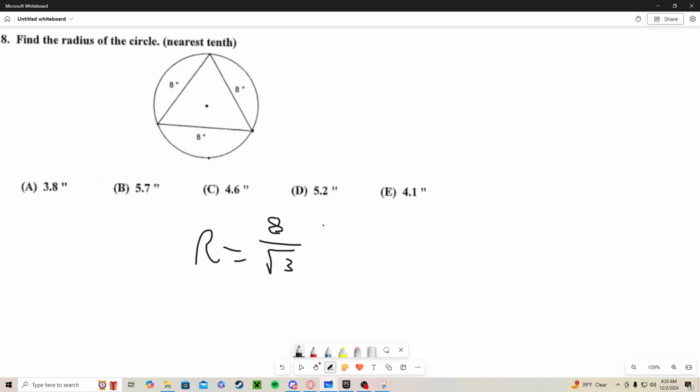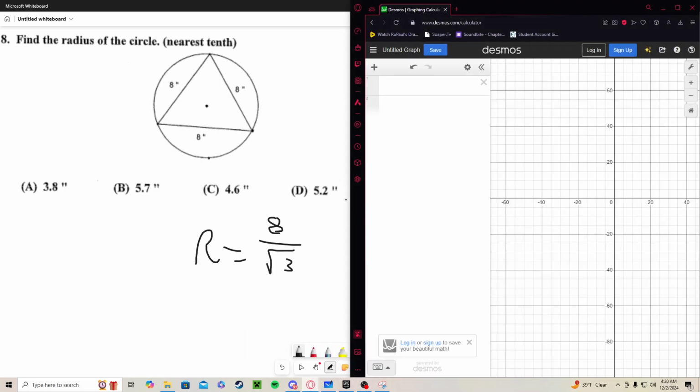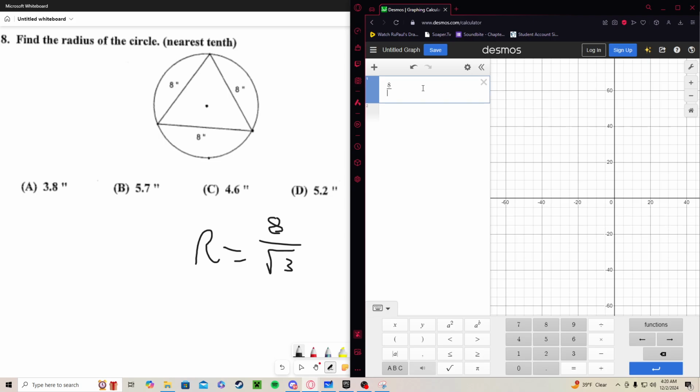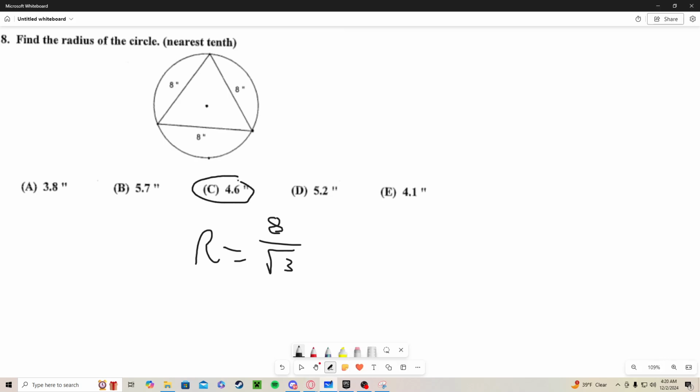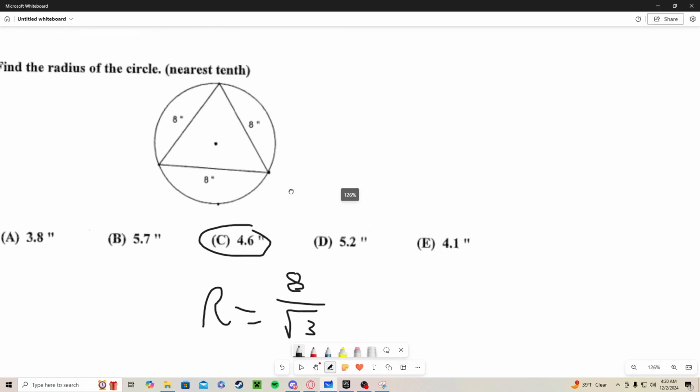But I don't like just giving you the equation. I want to show you why that works. So for now, just put that in the calculator. 8 divided by the square root of 3. That gives us 4.6. So we know the answer is C. But I want to show you why that is.